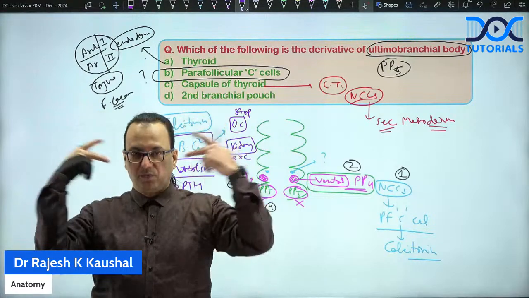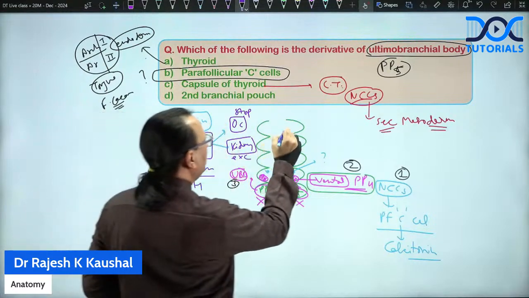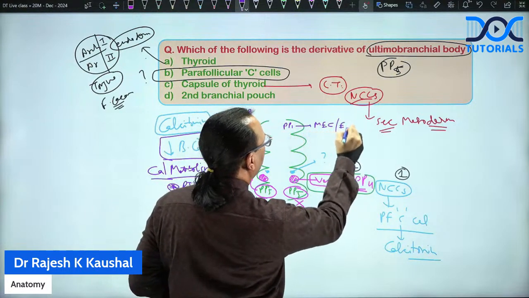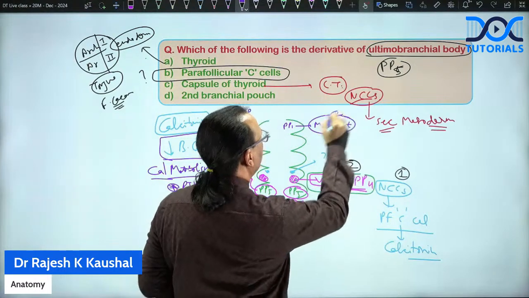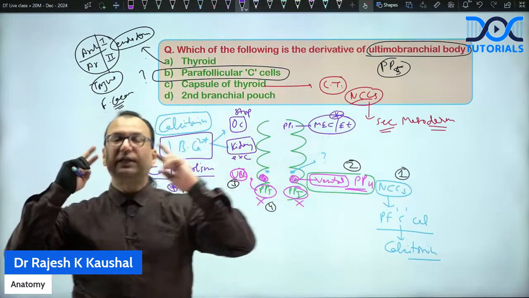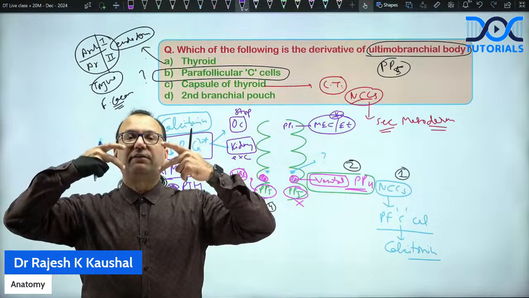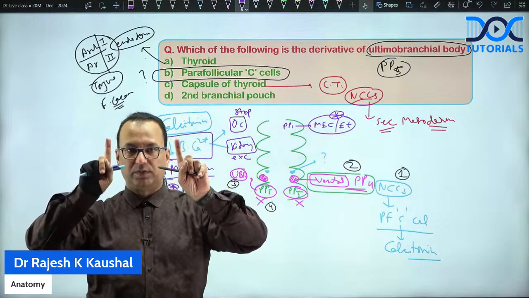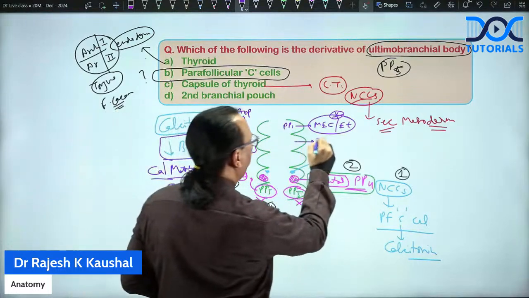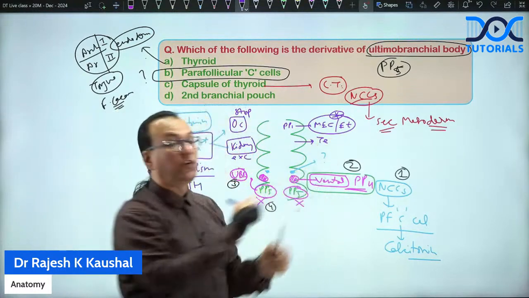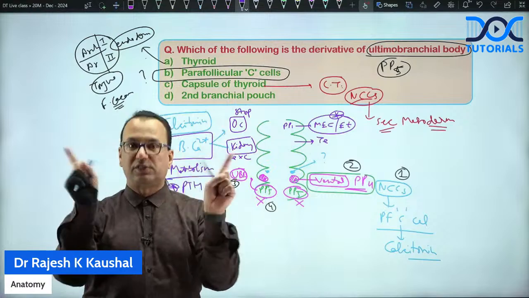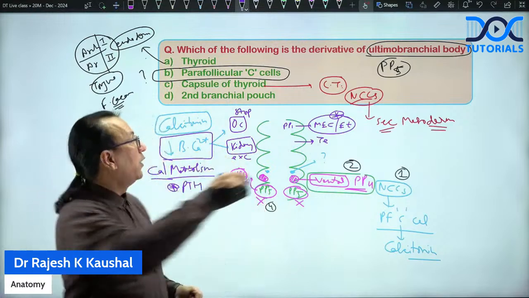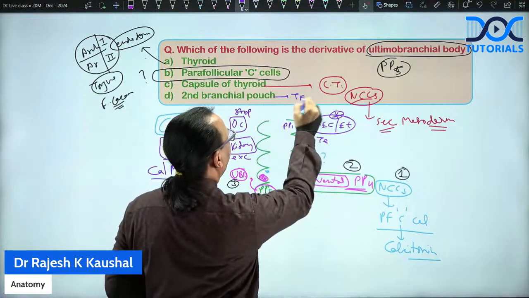If you focus upon pharyngeal pouch number 1, it will give you the middle ear cavity and eustachian tube, which will open into the pharynx. So on both sides, pharyngeal pouch 1 will give a middle ear cavity and eustachian tube, which opens into the nasopharynx. Pouch 2 will give tonsillar epithelium, not the tonsil itself. It will give tonsillar epithelium, pouch 2.